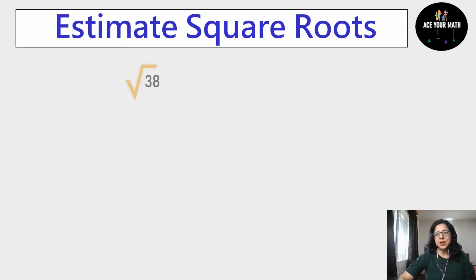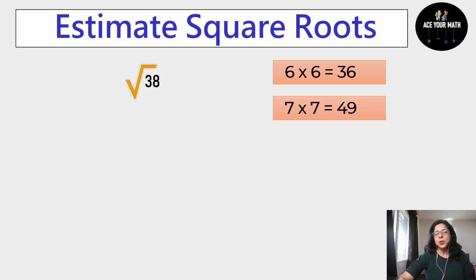Now let's estimate the square root of 38. The steps are: first you need to find a perfect square which comes just before 38 and one perfect square which comes just after 38. We know that 6 multiplied by 6 gives 36, and 36 is a perfect square which comes before 38. Now which natural number comes after 6? It is 7. So 7 multiplied by 7 is 49. 49 is a perfect square and that comes after 38.